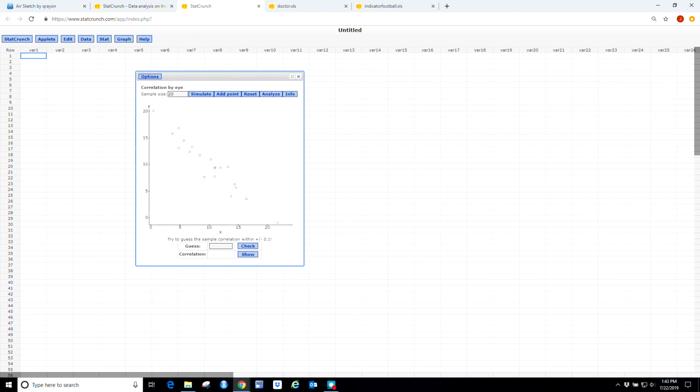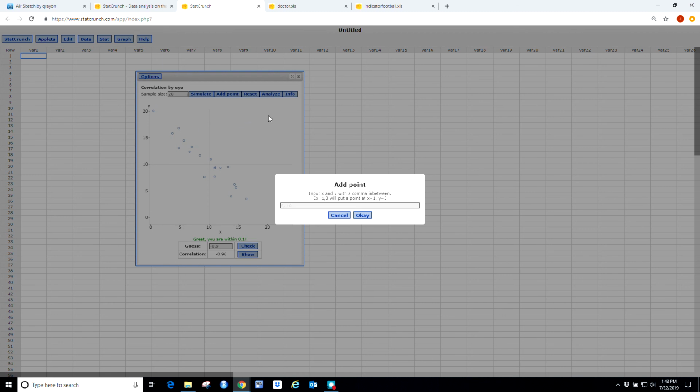So here's a great one again already. We have this really strong negative relationship. So I'm going to go ahead and put in negative 0.9 for it because it's a really, really strong relationship. But if all I do is add a point really far out here, so I'm going to say 2020, let's just watch how that affects this correlation.